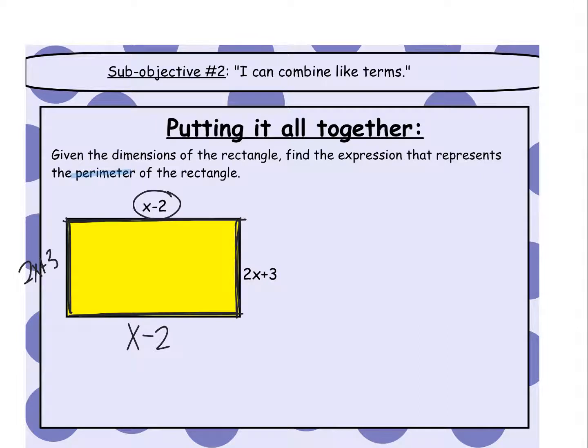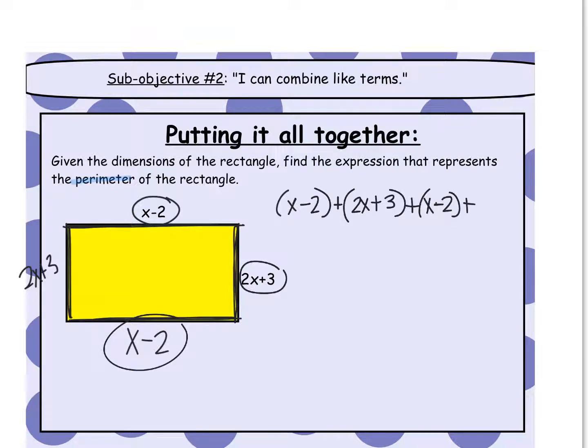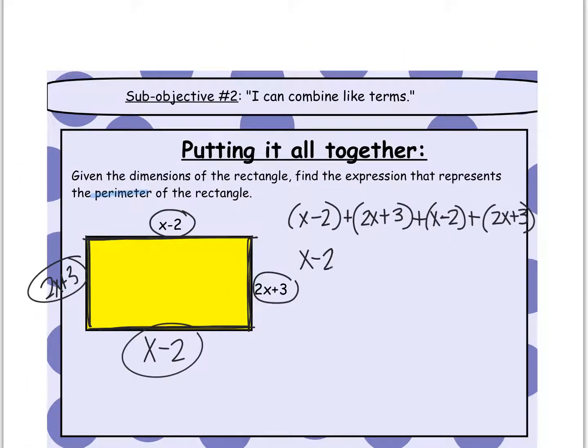So I'm going to add this side plus this side plus this side plus this side. And so I'm adding them all together. So when I'm adding, the signs don't really have any impact. So it's going to be x minus 2 plus 2x plus 3 plus x minus 2 plus 2x plus 3. So it would be like if I distribute those positives.